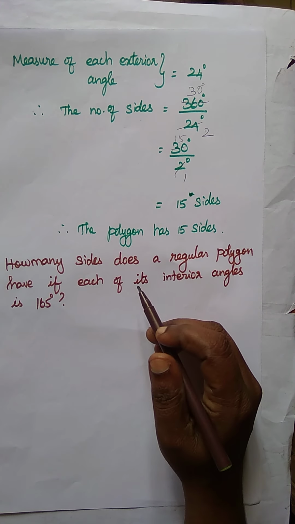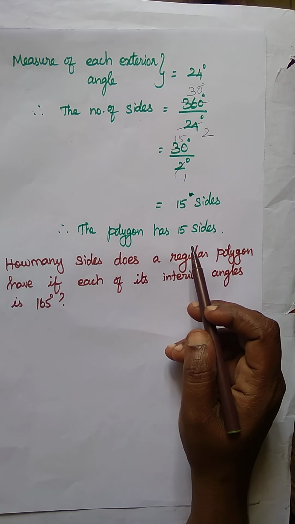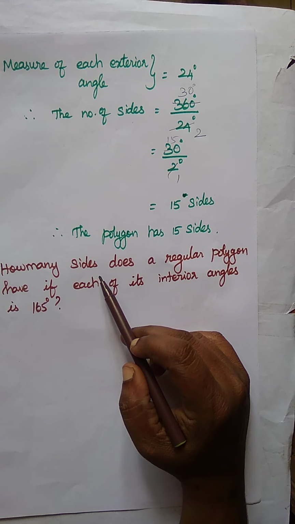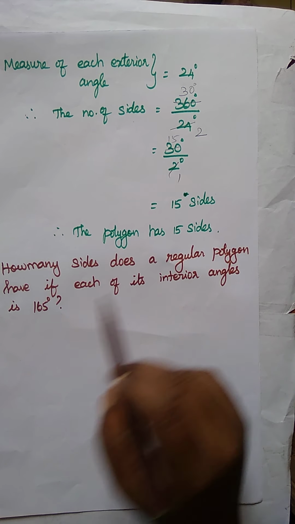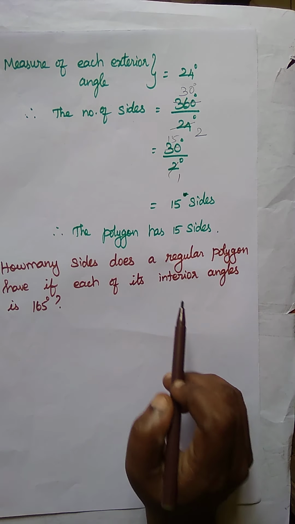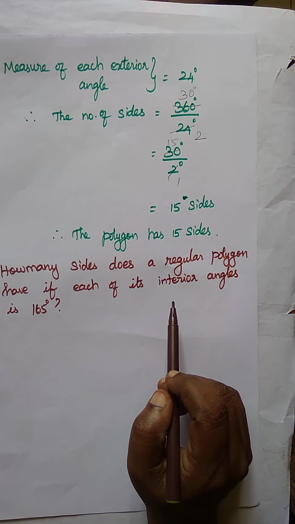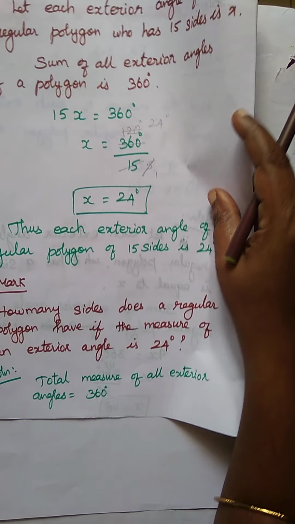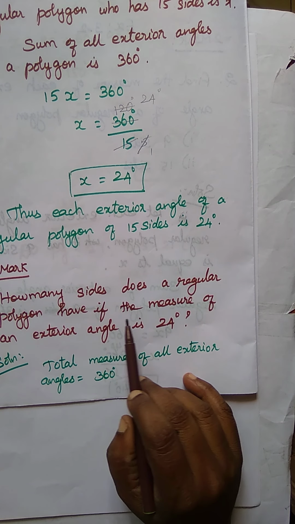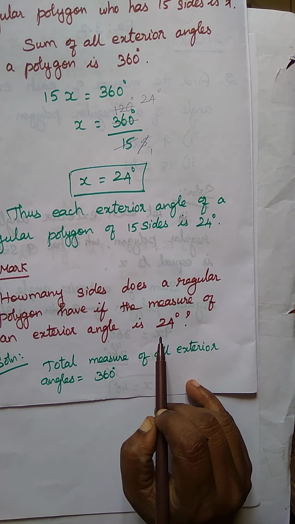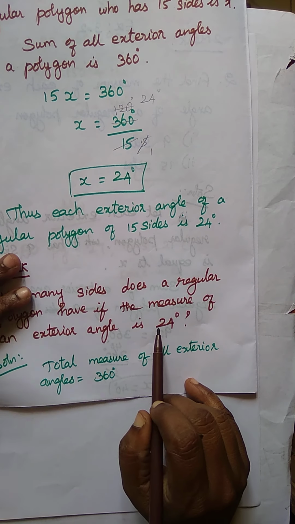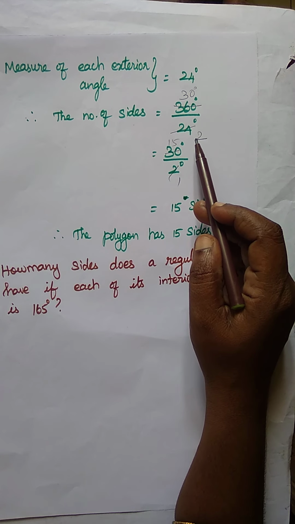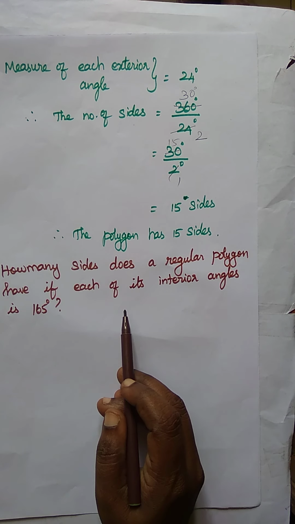Like the last sum, we find how many sides of that polygon, but the question is different. See the question, how many sides does a regular polygon have if each of its interior angles is given? In this question, interior angle is given. But in the last sum, question number 3, how many sides does a regular polygon have if the measure of an exterior angle is given? Okay, exterior angle we easily find out. We divide 360 by that exterior angle. But here the interior angle is given.